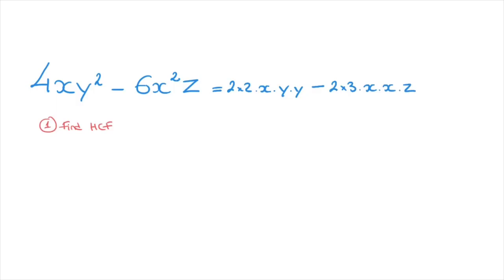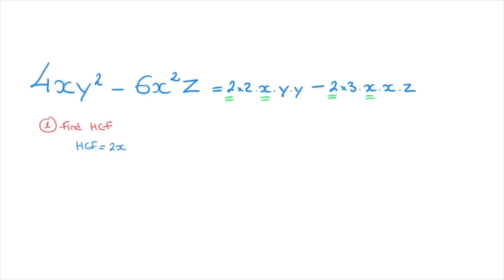And to find the highest common factor, we make a note of all of the factors that both of these terms have in common. And looking at these two expressions, we can see that they both have a 2 and they both have an x. And those are the only factors that these expressions have in common. So the highest common factor, or HCF, equals 2 times x, or simply 2x.